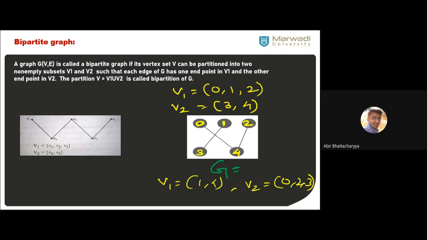In this diagram, 1, 4 is a partition because 1, 4 is not connected to each other. If I make 1, 4 a partition, what is the complementary? The other partition should be 0, 2, 3 because I'm making bipartite, not tripartite. Bipartite means two partitions. Now 0, 2, 3: are they connected to each other? 0, 2 not connected. 2, 3 not connected. 0, 3 not connected. So it's a partition.